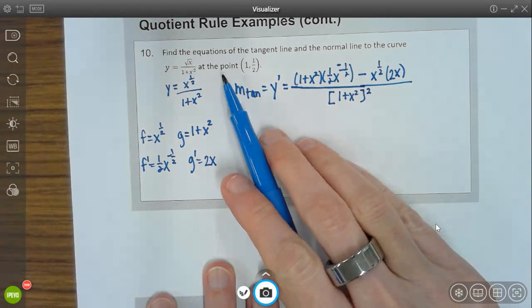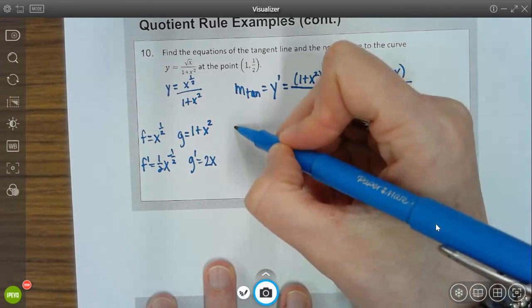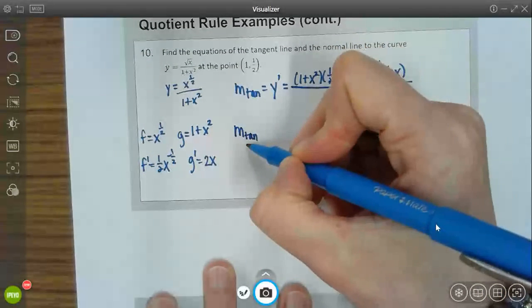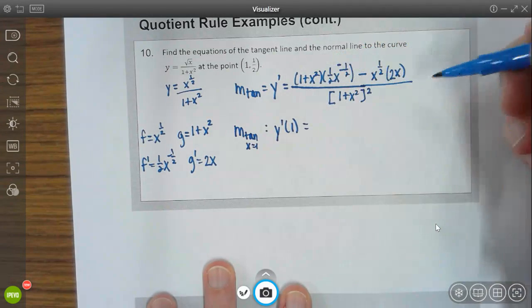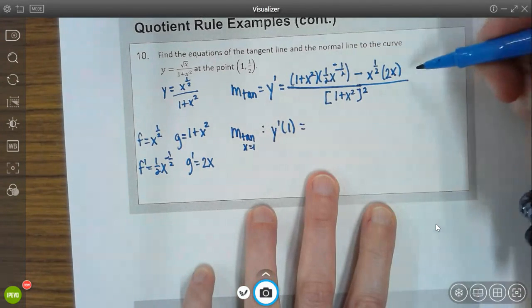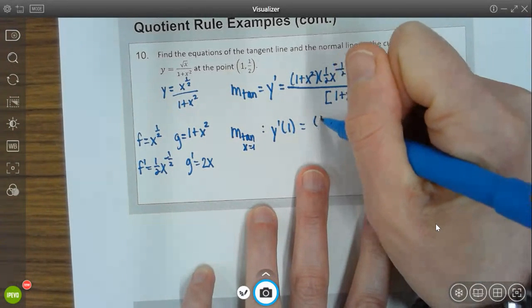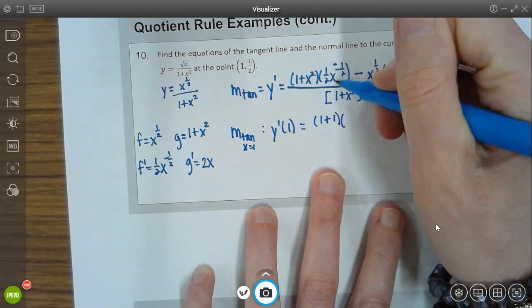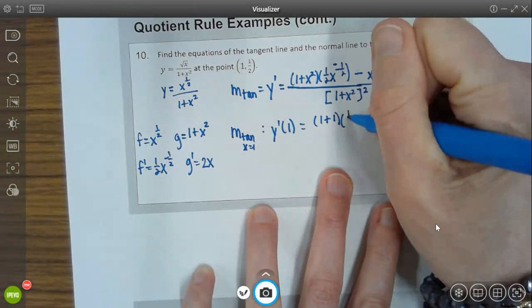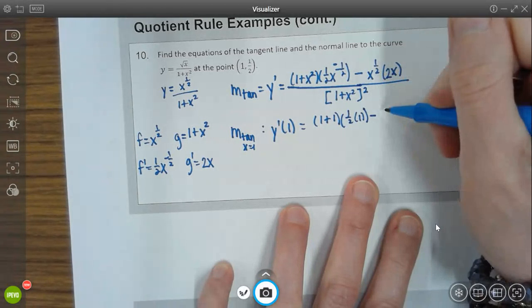If I want to write the equation of the tangent line at the point (1, 1/2), what I'm going to do is let x equal 1 and find my slope of my tangent line when x equals 1. Which means I'm going to replace all of my x's with 1. And I'm not going to bother trying to simplify this because I can just do the math in pieces here. So if I replace the x's with 1, I'm going to get 1 plus 1 squared, or 1, times 1/2 times 1 to the negative 1/2, or just 1/2 times 1, minus 1 to the 1/2, or just 1, and then 2 times 1, which is 2.